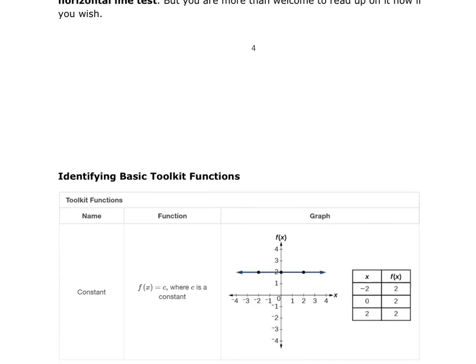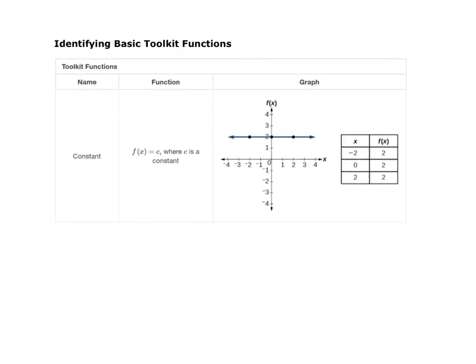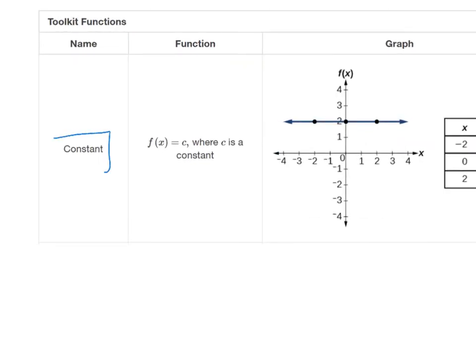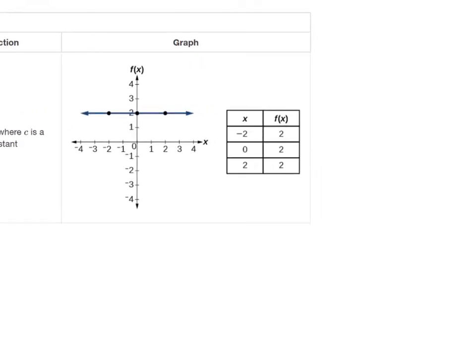Until we get there. Now, what we talked about in class today is we did start looking at the basic, we call these the basic toolkit functions. You might also hear them as the parent functions. And so we have certain names. The first one is a constant function. What it looks like is f of x is equal to some number. It's just a number. There's no x attached to it. And when that happens, it's a horizontal line.